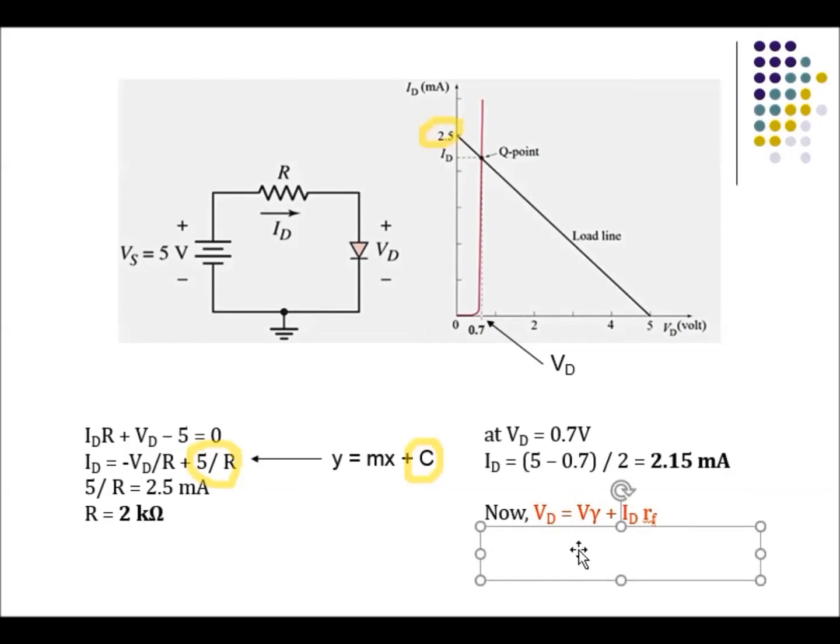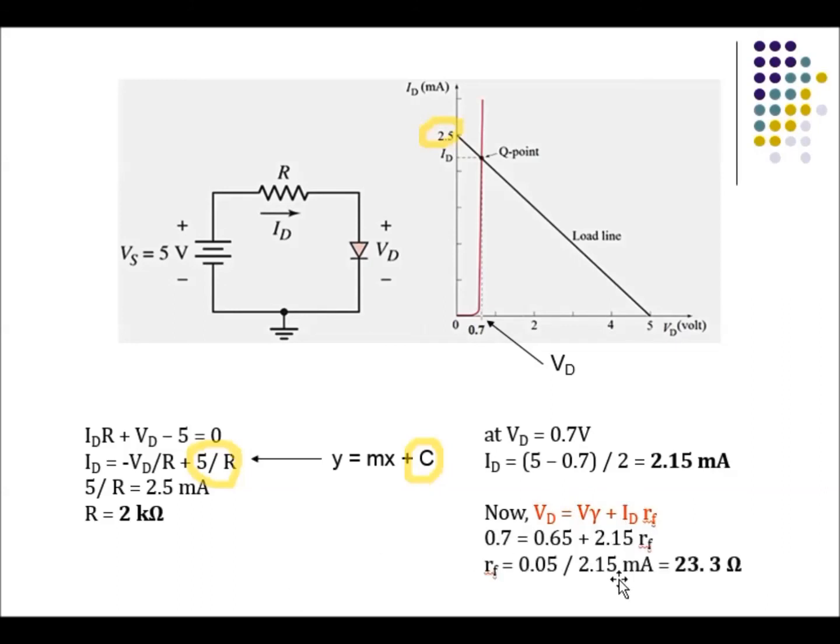V gamma is given as 0.65. This is how you can find the value of RF, because 0.7 is given here as VD, V gamma is given in the question just now as 0.65, and you already calculated ID. So RF is equal to 23.3 ohm. That's how you can solve a design question when you are given a load line and a circuit. Remember, the first thing you need to do is the KVL and get the equation of Y equals mx plus c. The approach is always the same. In any design question, just do it step by step and you will be able to solve it.